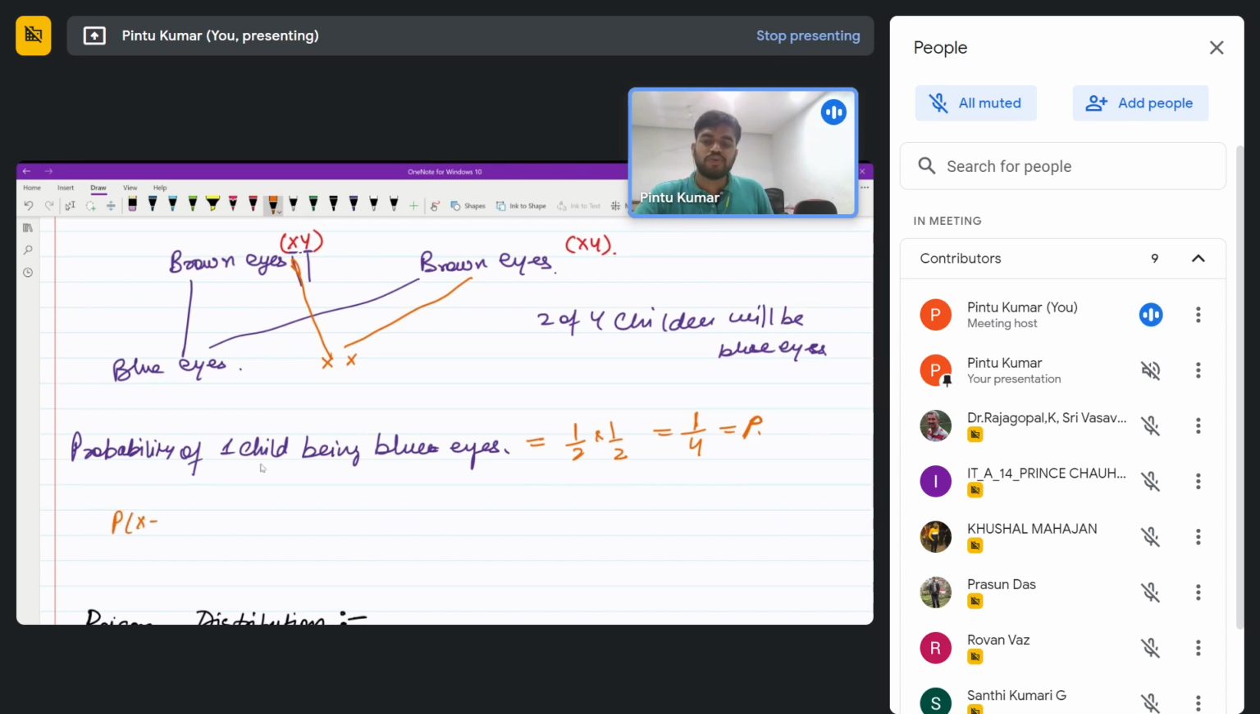So the probability of X equal to 2, using the binomial distribution, is 4C2 into (1/4)^2 into (3/4)^2. This is 6 into 9 by 256, which simplifies to 27 by 128. This is what we should get.